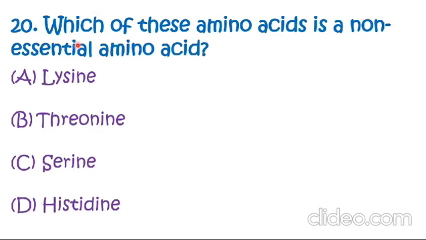Question number 20. Which of these amino acids is a non-essential amino acid? Non-essential amino acids are those which are synthesized in our body, which we don't need to take through the diet. Options are lysine, threonine, serine, and histidine. So option number C, serine, is the correct answer over here, which is synthesized in our body as well. It is in the category of non-essential amino acids, right?